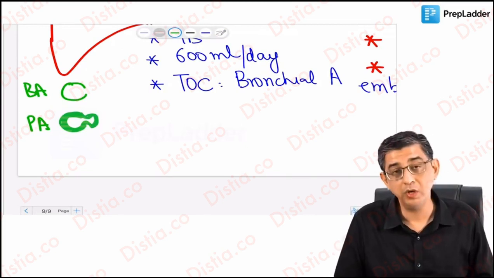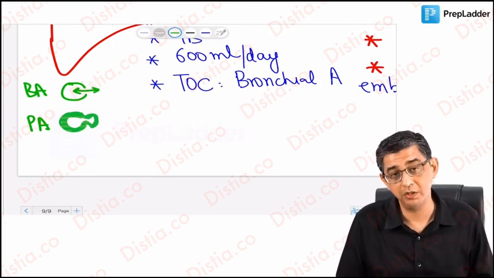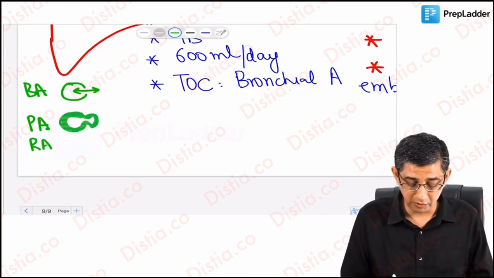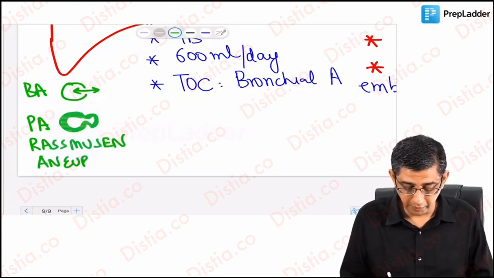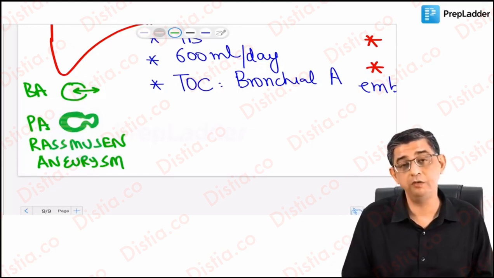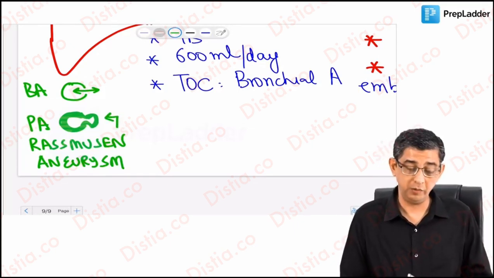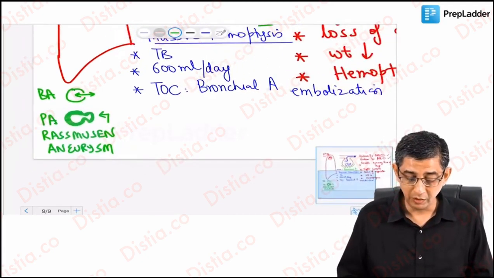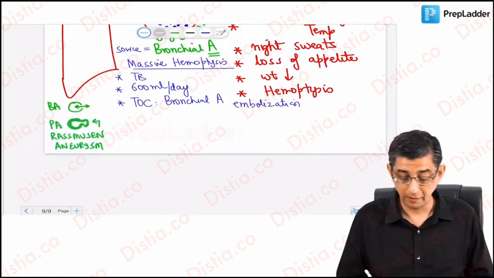But what I have shown here is not a through and through rupture like a bronchial artery, but an aneurysm formation. In fact, this is again a multiple choice question that you would have done so many times. The question in the exam was: Rasmussen's aneurysm in pulmonary tuberculosis will involve which blood vessel? Your answer will be pulmonary artery. In contrast, the bronchial artery has relatively less support of connective tissue. As a result, the chances of it getting ruptured are relatively high.